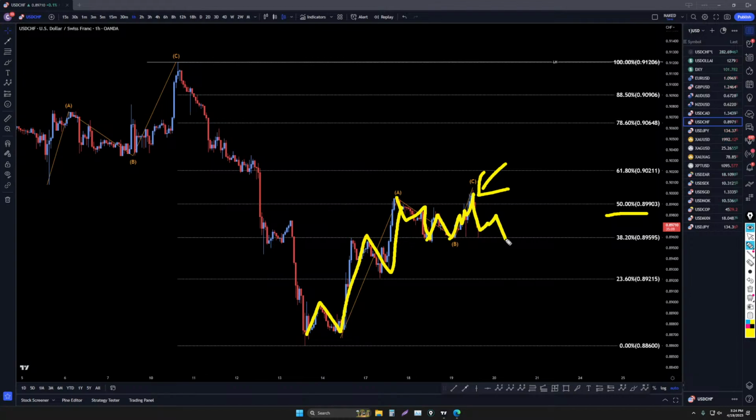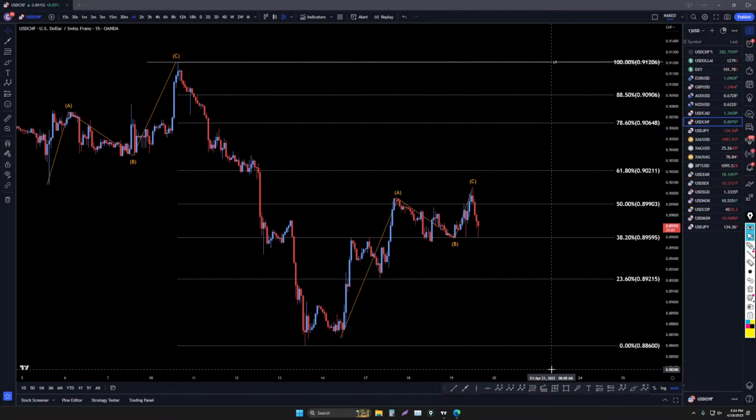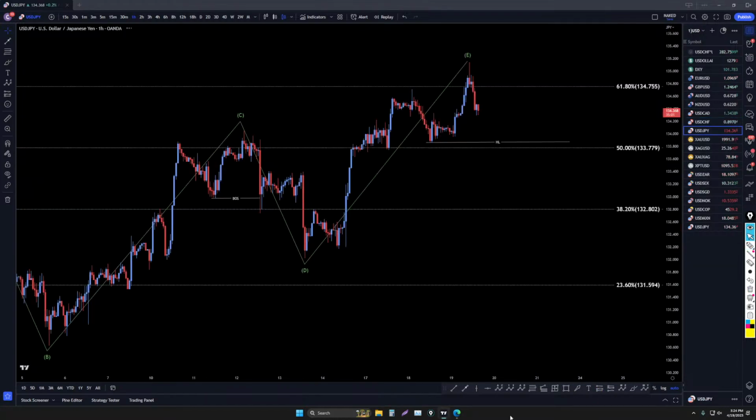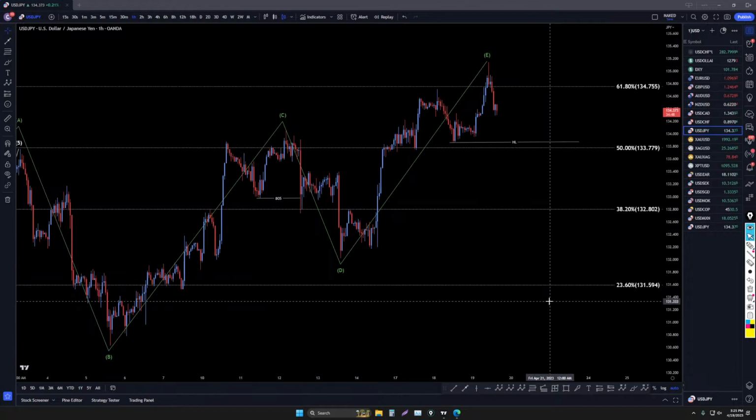So I would definitely be looking for shorts, especially on shorter time frames, for the continuation of the downtrend. I definitely don't see any reason to think this is over. The US dollar yen, even though the yen has been kind of driving this a little bit, may be a good one to choose because this is probably all part of a big ABCDE.